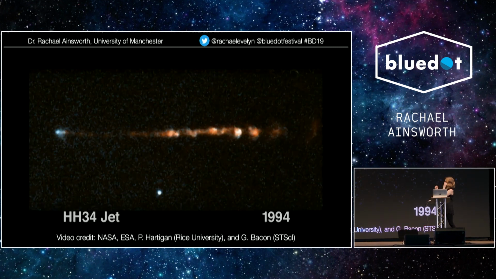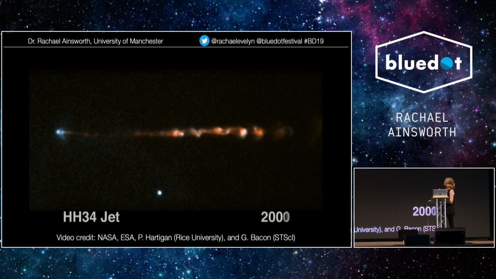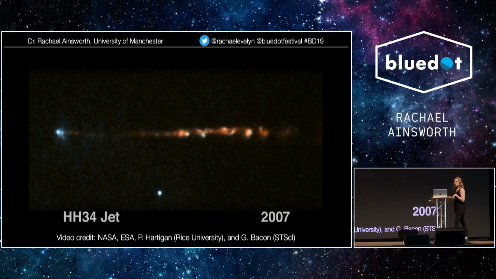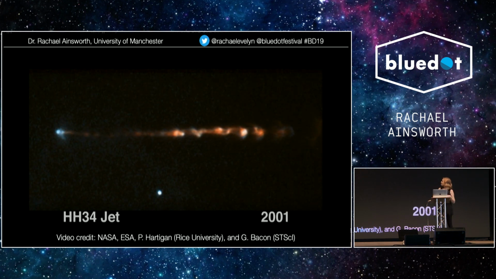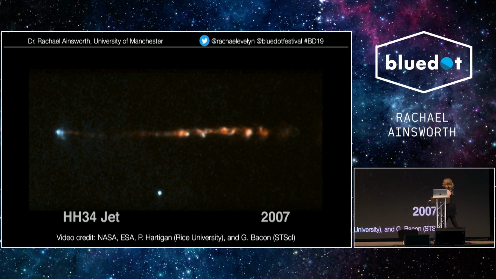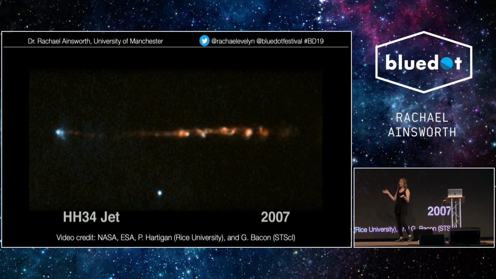Right, so we have some more videos. Hubble, because it's been operating for so long, has been able to look at some of these jets over several years. So there are about 14 years of history of this jet. Remember, it's traveling at hundreds of miles per second. So what happens when you're traveling that fast? You're going to crash, right?